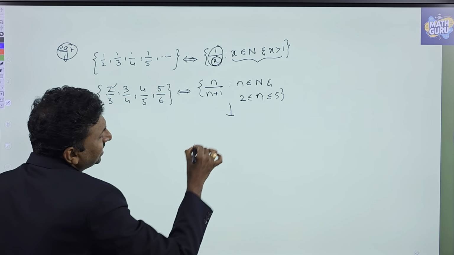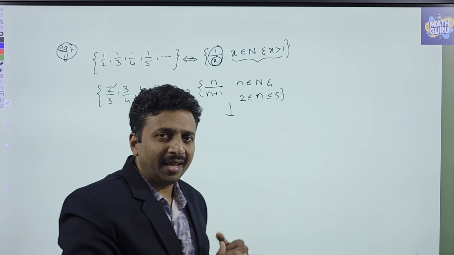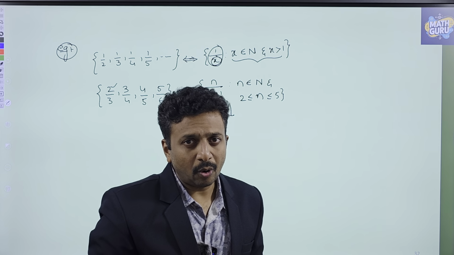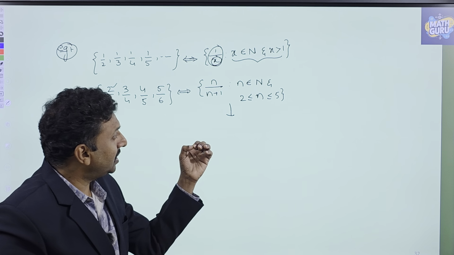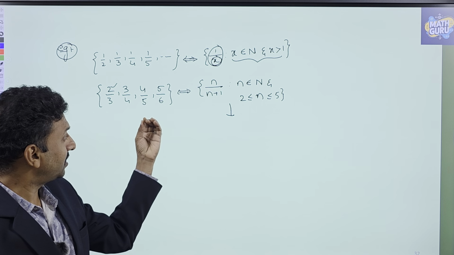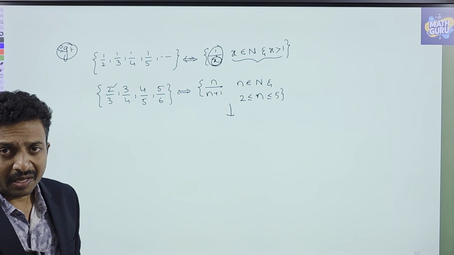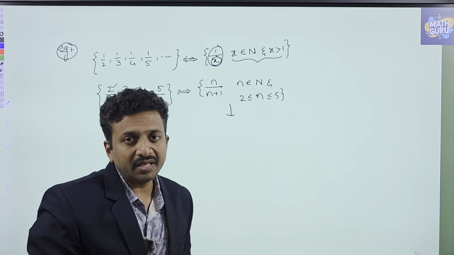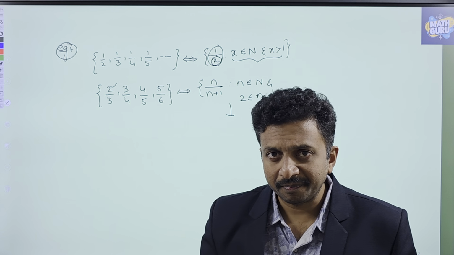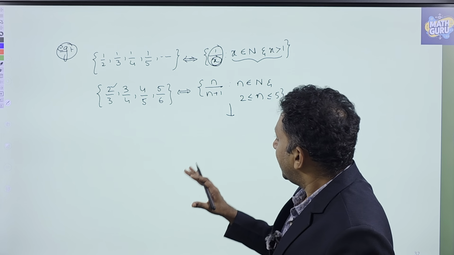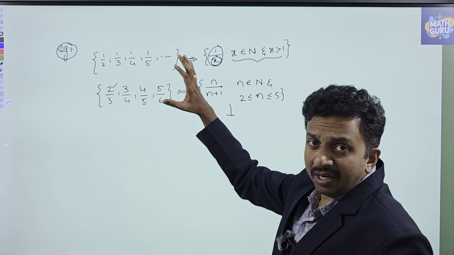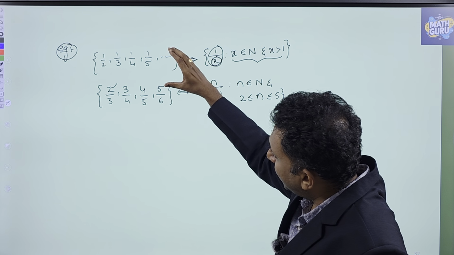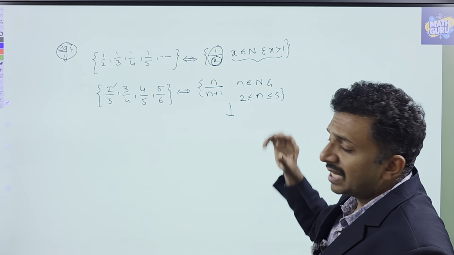Sir, should we write the set builder form only like this, or can I create some other way of expressing? So the answer is, the set builder form of a particular roster form is not unique. You can have more than one different ways in which you can write the set builder form. Okay, so I think you have understood how to convert a particular roster form set into set builder form.